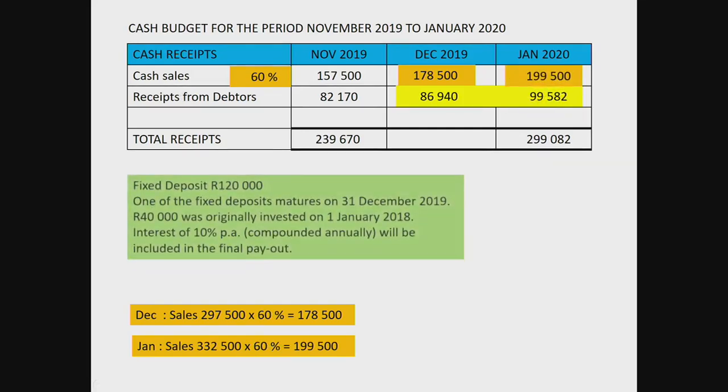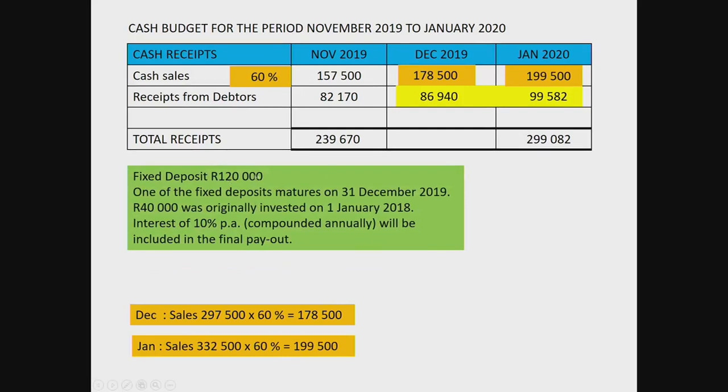Okay, then they've got an item. It says there's a fixed deposit with a balance of 120,000, and one of the fixed deposits will mature in December. So nothing is happening in November and nothing is happening in January. Everything will be happening in December. But it says that the fixed deposit was originally invested on the 1st of January, and the interest is 10%, compounded annually, which means it's compound interest.